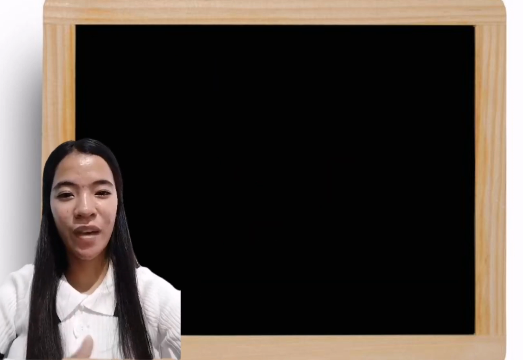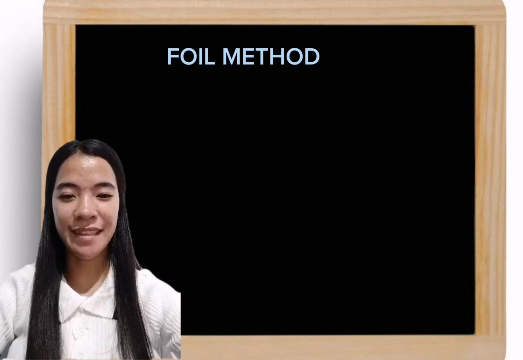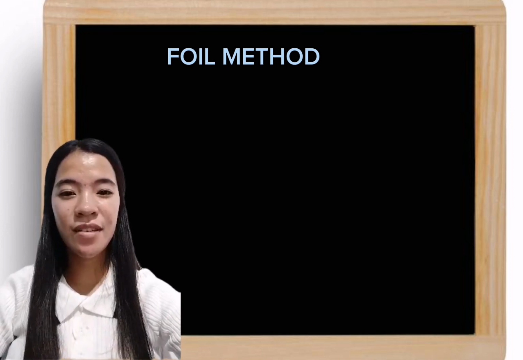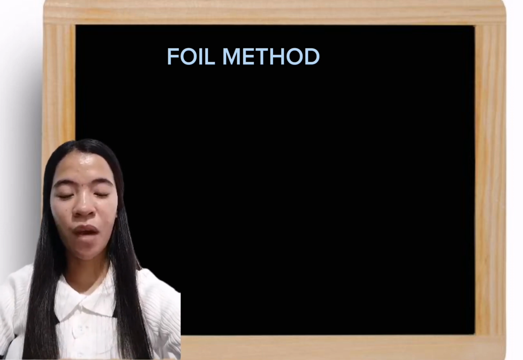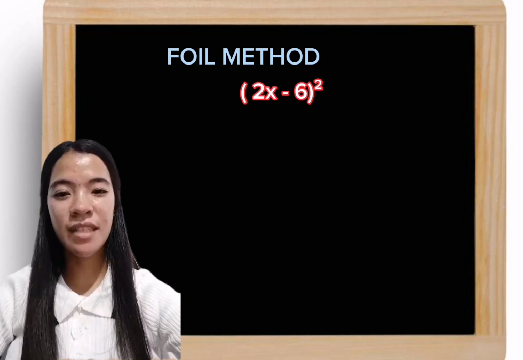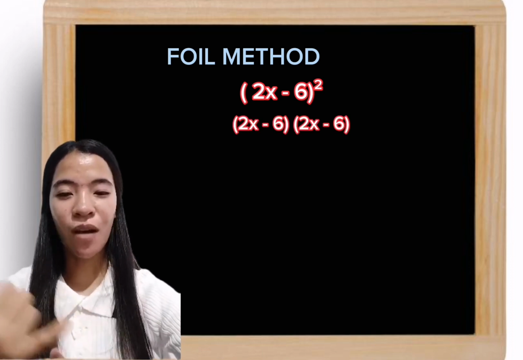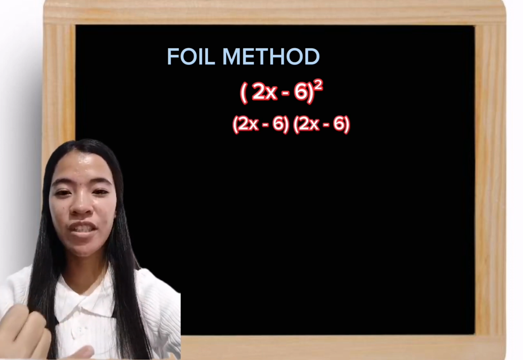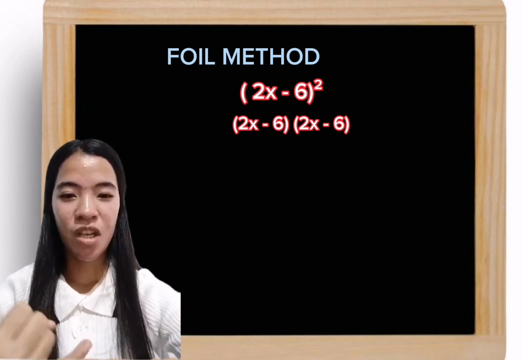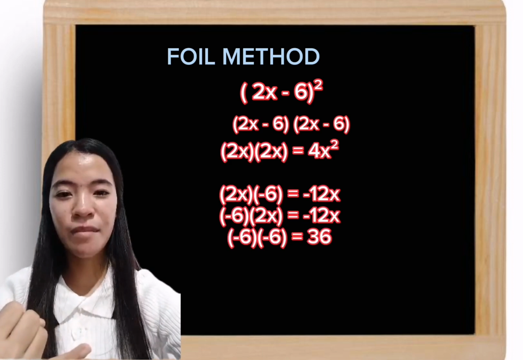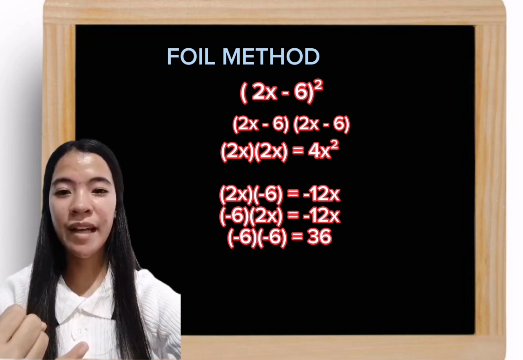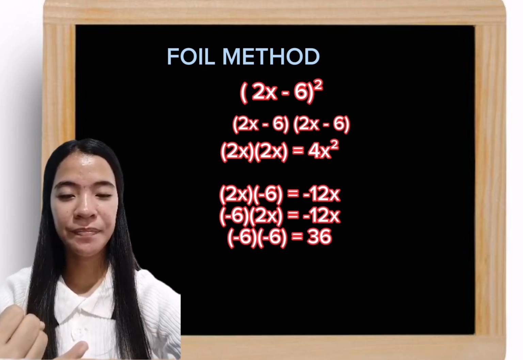Of course, we can also use the FOIL method in this one. So let's use the same given. We have the quantity of 2x minus 6 squared. Now, let's multiply the first term to first term. So we have 2x times 2x will become 4x squared.